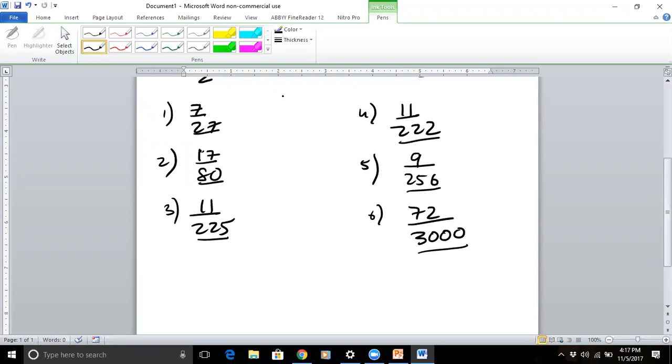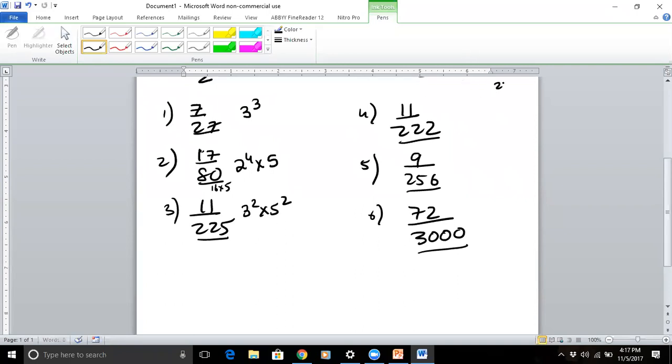Now, like I said, for a fraction to be terminating or not, everything depends upon the denominators of the fraction. What you're going to do with the denominators is prime factorize them. 27 can be written as 3 into 3 into 3, which is 3 cubed. 80 is 16 into 5, and that is 2 to the power of 4 into 5. 225 is 15 squared, and 15 squared can be broken down into 3 squared into 5 squared.